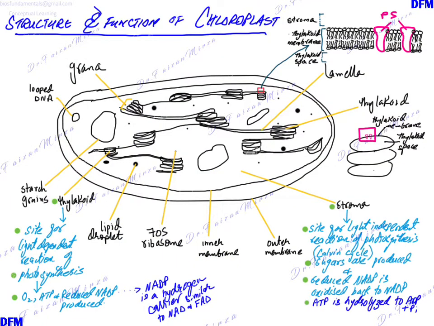When we're discussing the structure and function of the chloroplast, as already covered, I'm not covering the details which I already have mentioned. What's the importance of the thylakoid? Thylakoids are the site of the light-independent reaction. Sorry, the light-dependent reaction, not the light-independent reaction. This thylakoid is the region where the light-dependent reaction occurs.